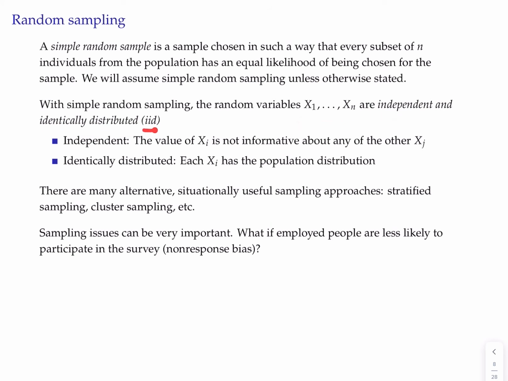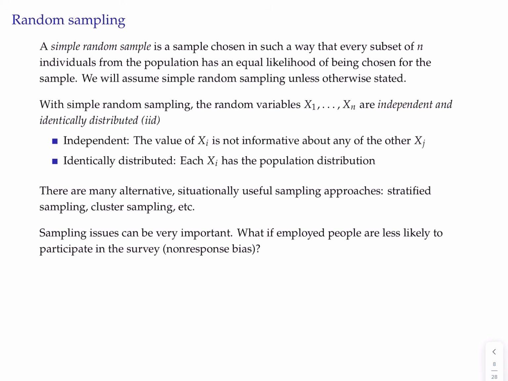This is often shortened IID, but I really want you to understand what these things stand for and why they work the way they do. So let's start with the independence. The independence means the value of x sub i is not informative about any of the other x sub j. So just to put specifics on this in the unemployment rate example, knowing whether person 1 in your sample is unemployed is not informative about whether person 10 is going to be unemployed or not, because these are independent observations from the population, and that's because of random sampling.